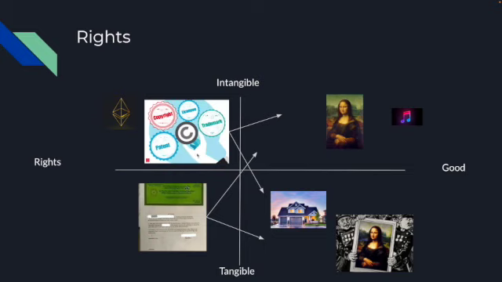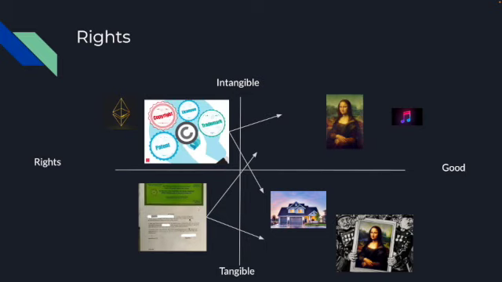The idea is that we have goods, and they can be tangible or intangible, and we have rights about those goods on the left side, which again can be tangible or intangible. So an example of a tangible right is a property document that proves that you are the owner of the property.